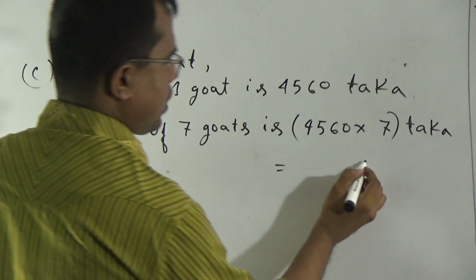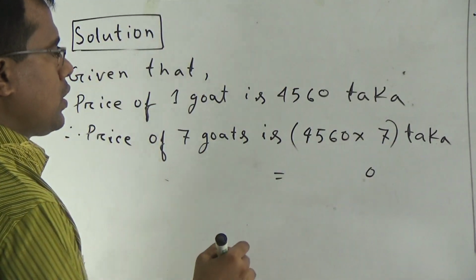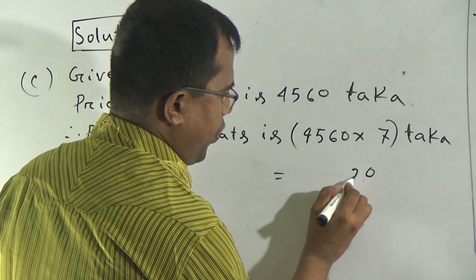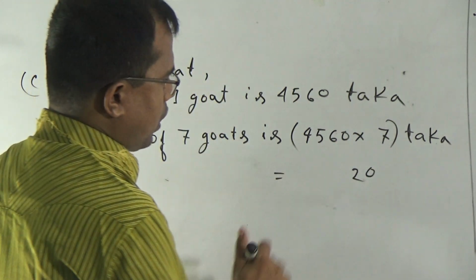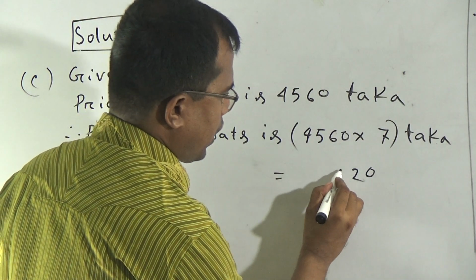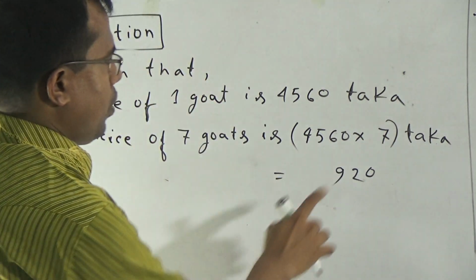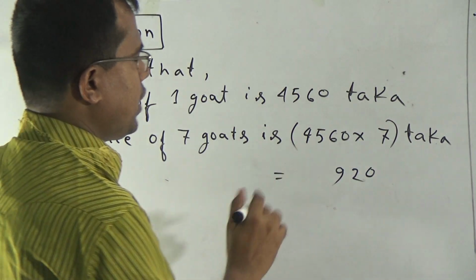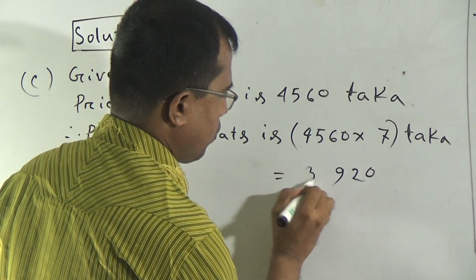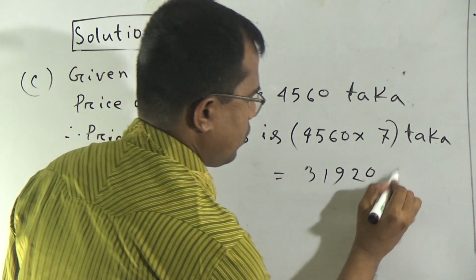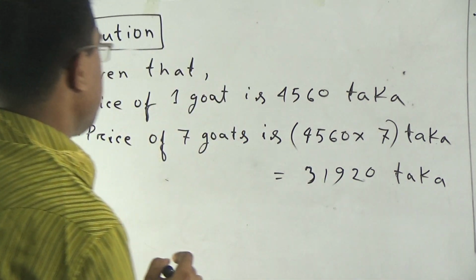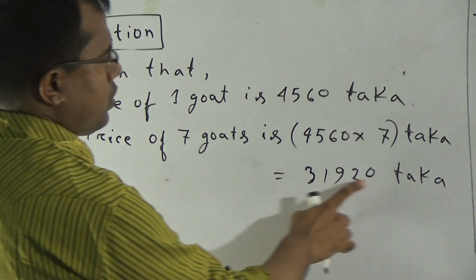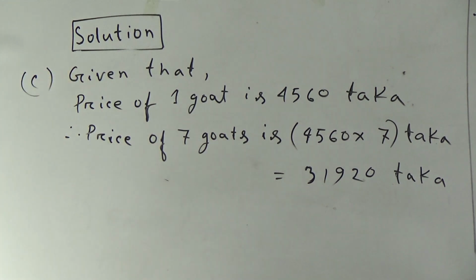Now 7 zeros are 0, 7 6s are 42, from 42 we will write 2 carrying 4, 5 sevens are 35, 35 plus 4 is equal to 39, from 39 we will write 9 carrying 3, 4 sevens are 28, 28 plus 3 is equal to 31. That means price of 7 goats is 31,920 taka. Now we have to find out price of 3 cows.